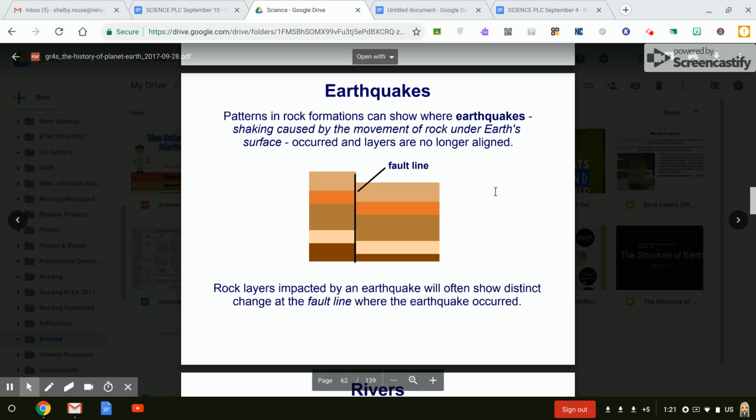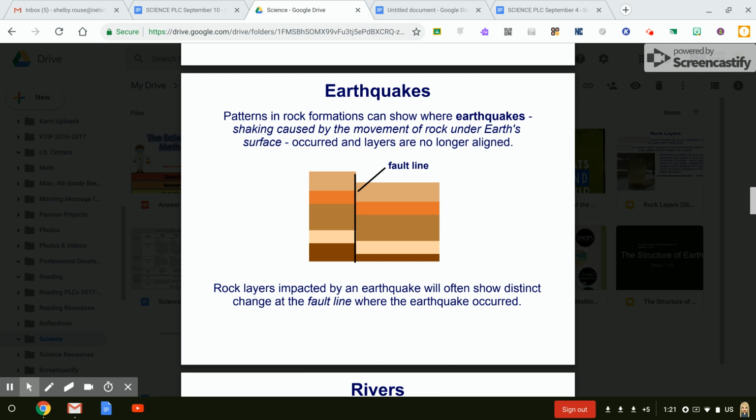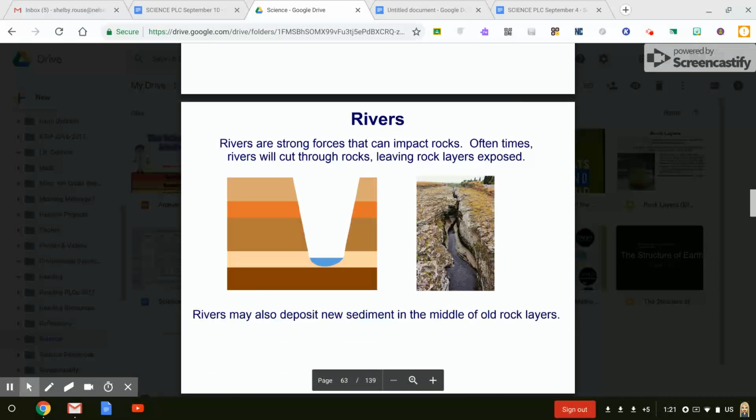So this tells us that earthquakes are shaking caused by the movement of rock under Earth's surface. This occurs and layers are no longer aligned. So this is an example of a fault line. These rock layers impacted by an earthquake will often show distinct change at the fault line where the earthquake occurred. So this would be where that earthquake occurred, and the shaking underground happened, meaning that the layers of the rock got shifted. And you can see easily here that the colors are no longer matched up because of the earthquake's motion.